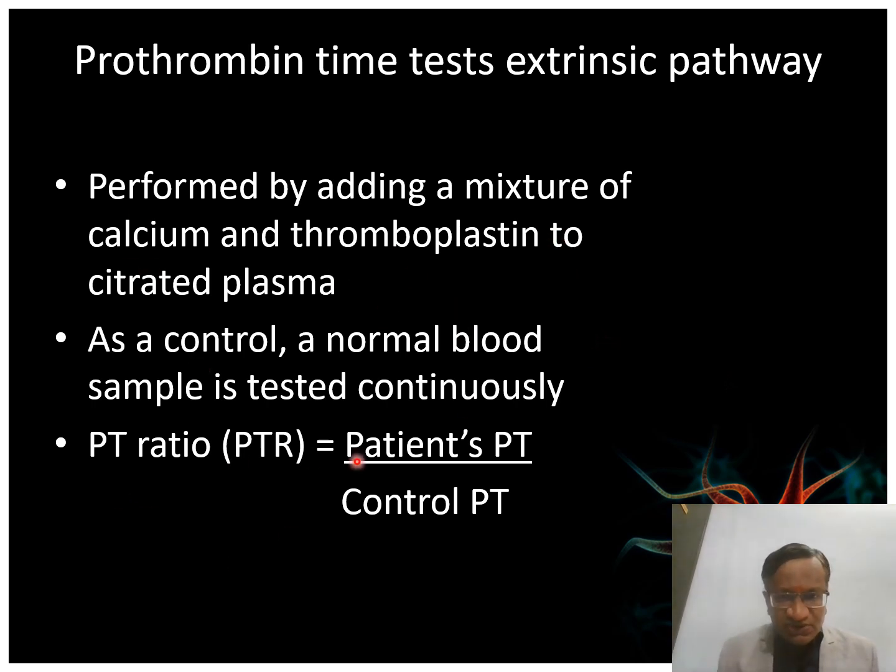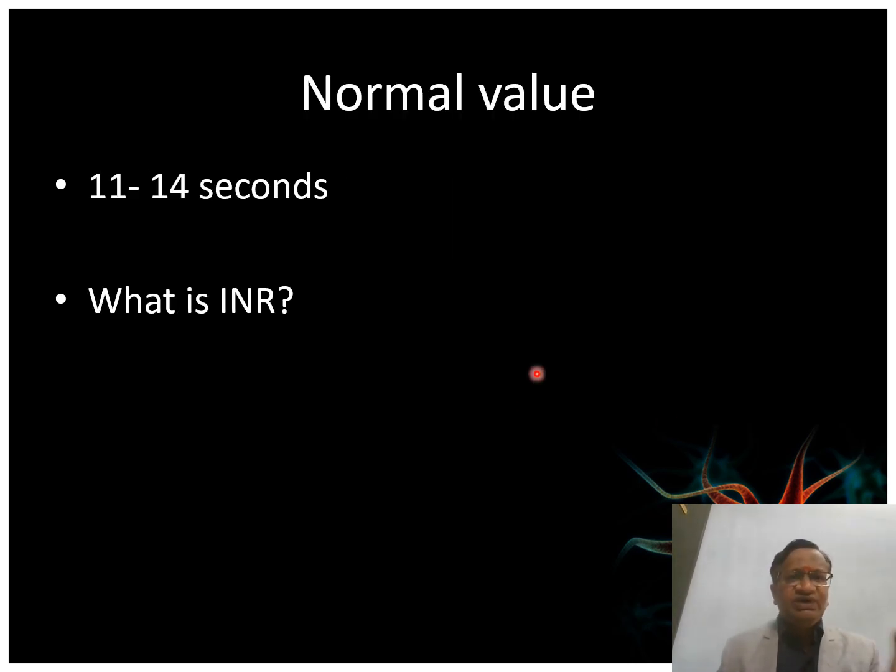Now, what is this ratio? The patient's prothrombin time: how many seconds does it take? This is the control prothrombin time. This is the standard. This is the ratio. Now, what is the normal value? 11 to 14 seconds. The prothrombin time is around 12, 13, 14 seconds, something like that. What is INR? We call it the international normalized ratio.